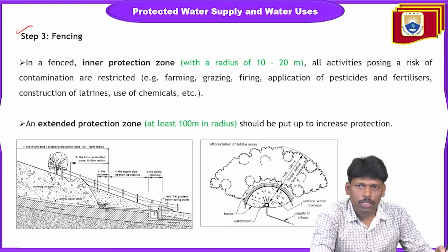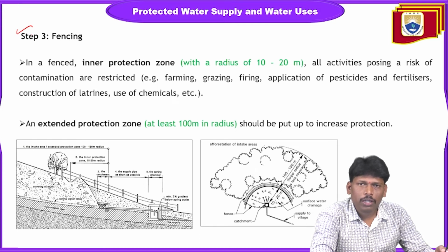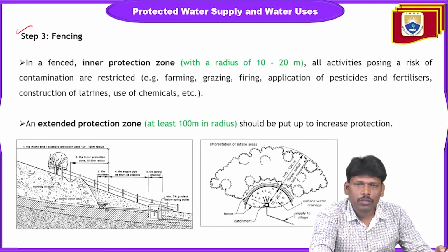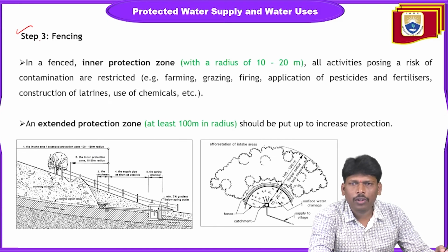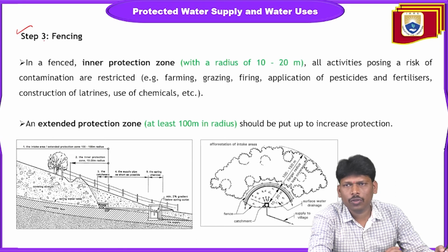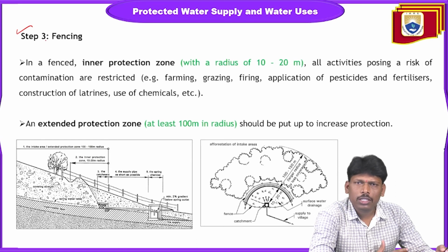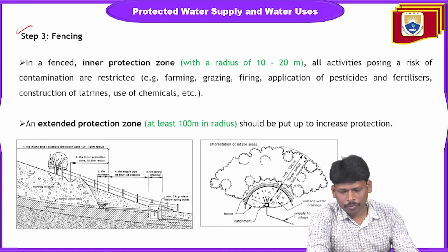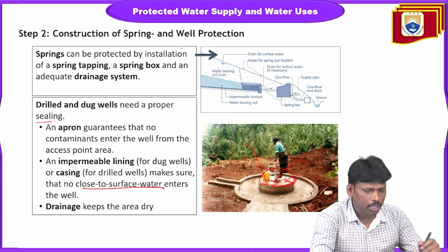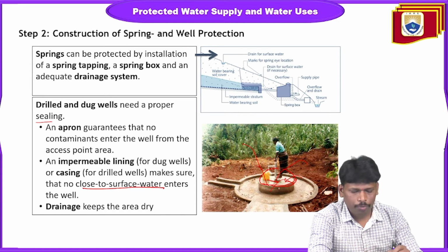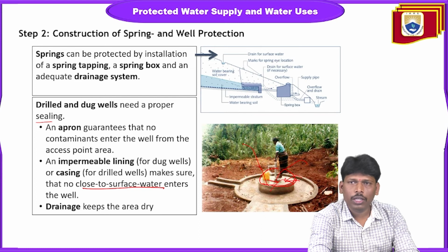In step one we discussed that communal dumping sites should not be constructed within the 100 meters of our source. Similarly, other possible contaminating things we should not construct within a small distance range of our source. Then the second step we discussed is construction of springs as well as well protection. We should maintain proper protection for this with impermeable layers.